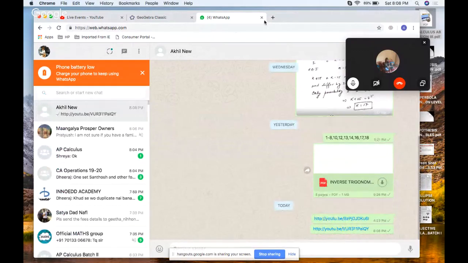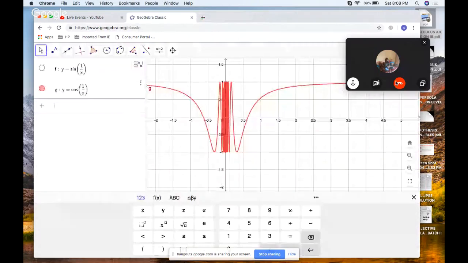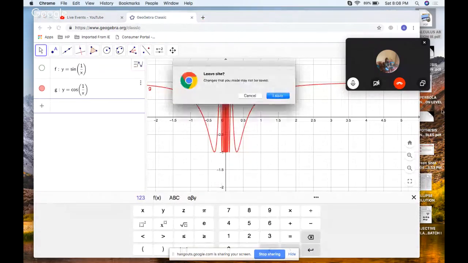Are you almost done with integration? Like your portion-wise, it's almost over. No, not yet.